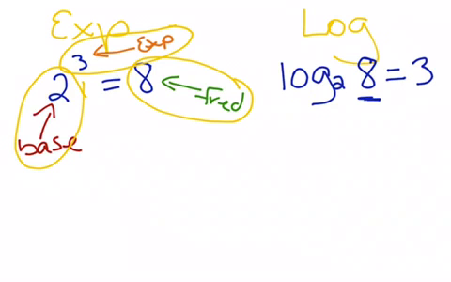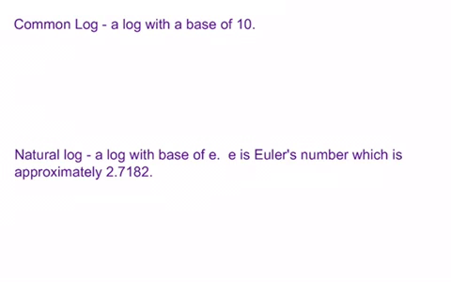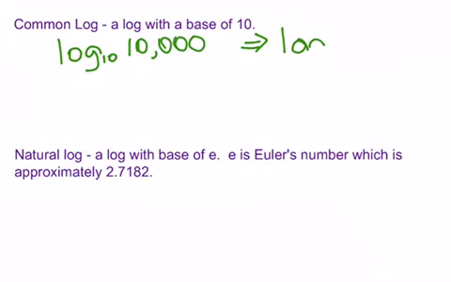We've got a couple definitions just to make sure that when you hear them or read them, you know what the base is. So let's go to the next page and do the definitions. A common log is a log with base 10. It could be written log base 10 of 10,000. This can be written, because it is a common log, as just log of 10,000.